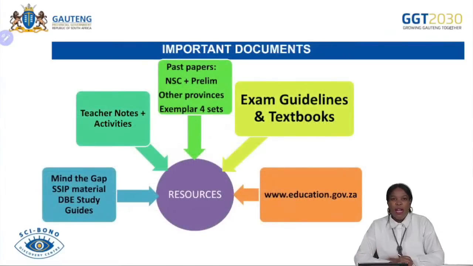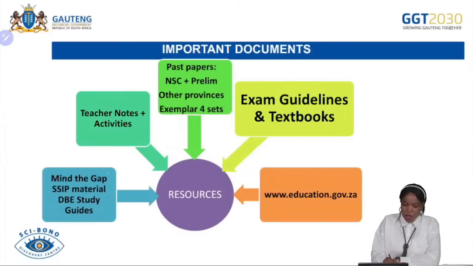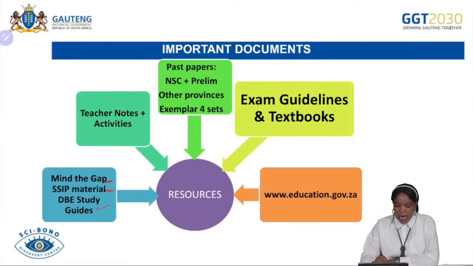Right. So what are the things that you need to have, or that you need to be in possession of at this moment when you go and tackle this preparation for paper 2? The first thing that you need to have is Mind the Gap. The Life Sciences Mind the Gap. You need to have the SIP material, and then the DBE study guides. All of this was shared with you throughout the year. And then another resource that you need are your teacher notes.